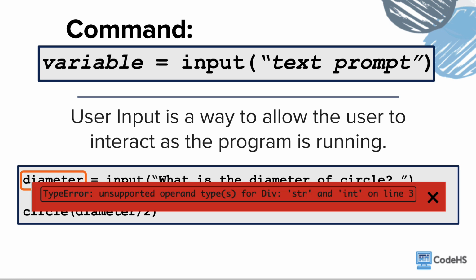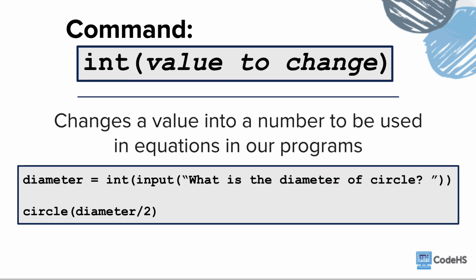Actually, this won't work, and we'll get an error that looks like this, because when we ask the user for input, the computer doesn't know if we want this value to be a number. If the user is entering a number, we actually need to tell the computer they entered a number. We can do this by using the int command. Int is short for integer, which means a whole number. As long as the value inside the parentheses can be changed into a whole number, this is all we need to do to tell the computer that we want to use this value as a number.